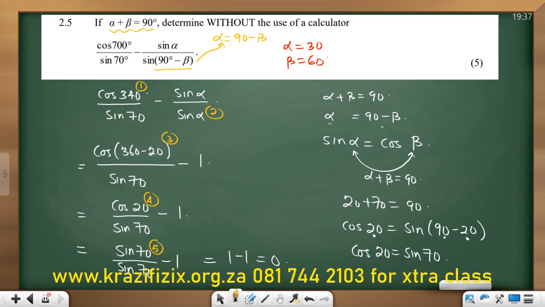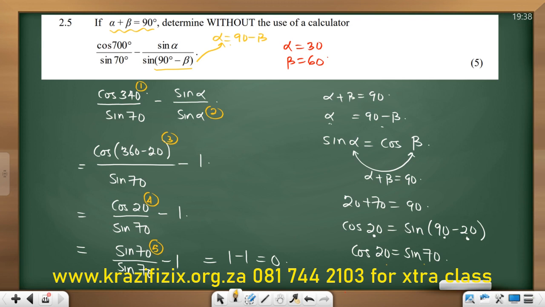Are we okay now? Did it make sense? And your co-ratios there: if those two angles give me 90, then I can switch my sine and the cos. That is why cos 20 and sine 70 are the same.